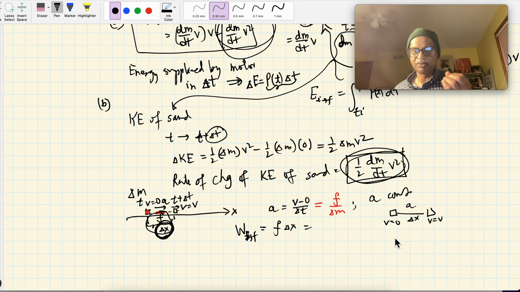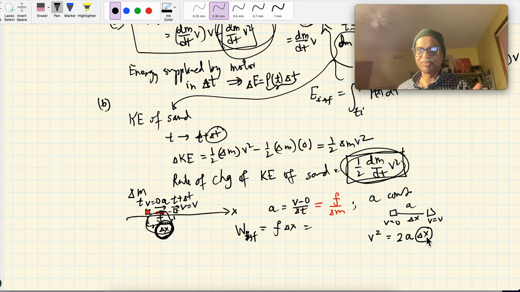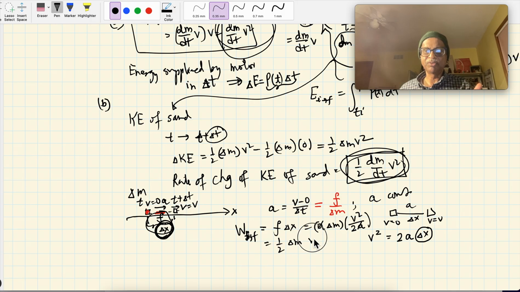This is very easy to do. 2a delta x is going to be v square, just from like a chapter 1 or something. So we can get delta x written in terms of v square, and F in terms of a. So F is a times delta m, and the delta x is v square over 2a. So a got cancelled out, and this whole thing becomes half delta m v square.